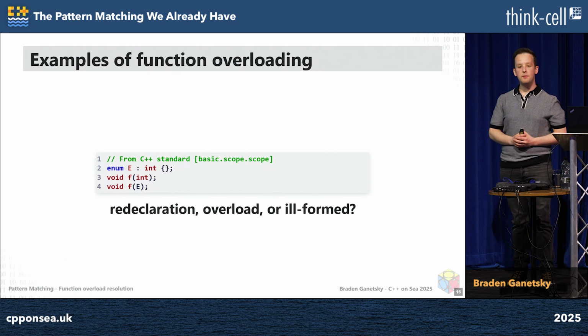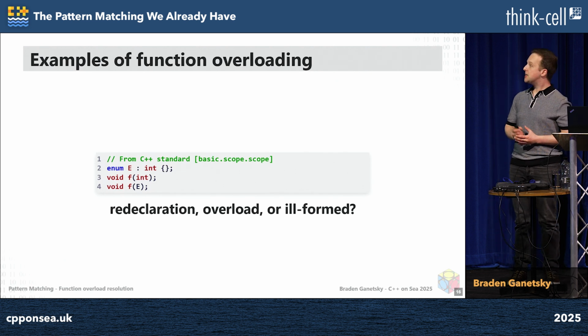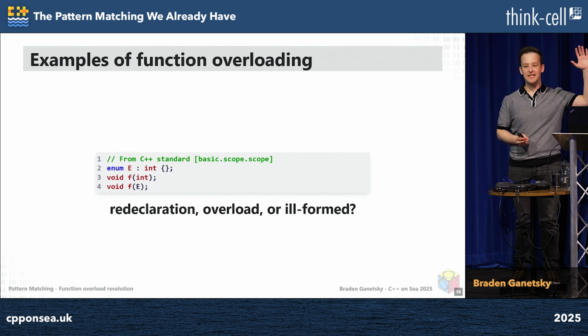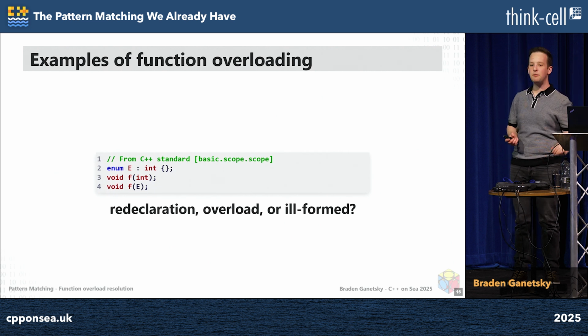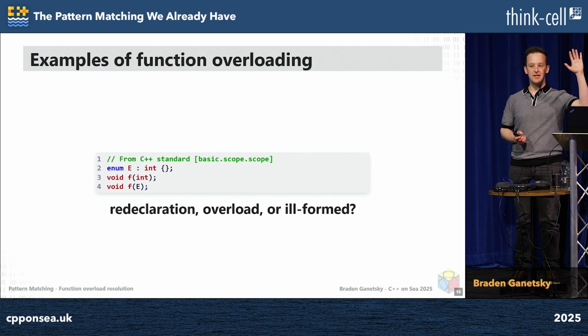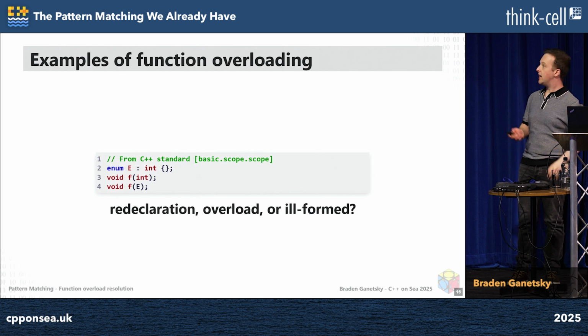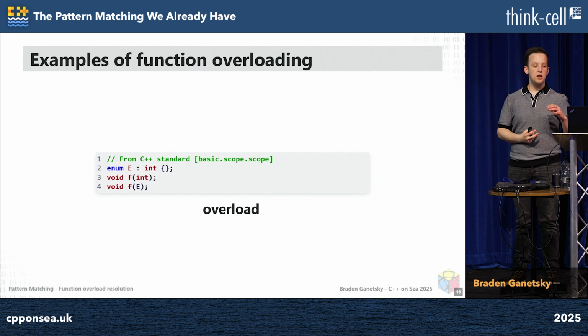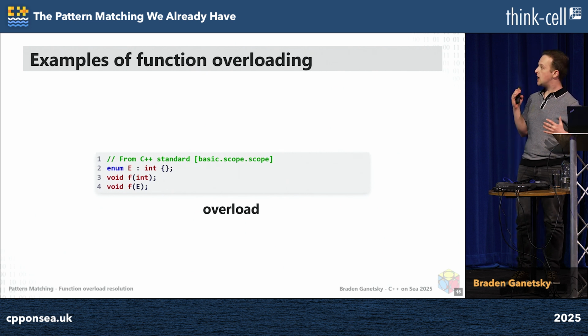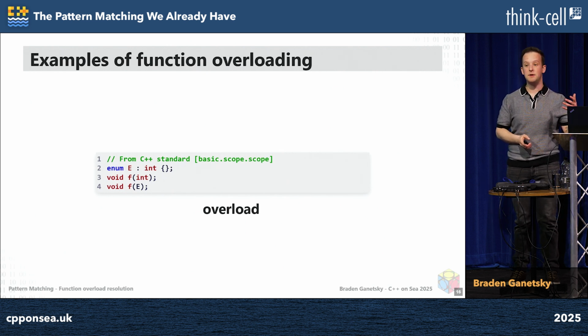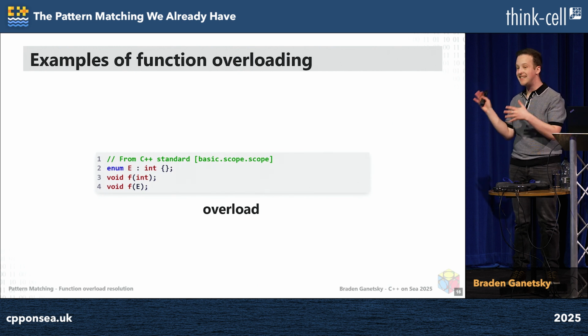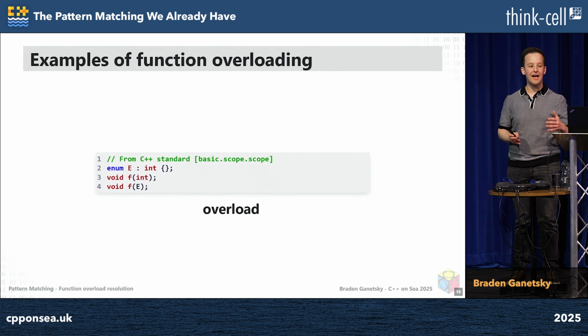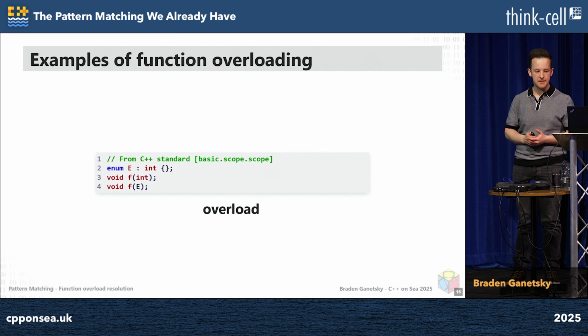What about here? I have an enum that uses int as an underlying type, and so now I have 2 declarations. One is f of int and one is f of E. Hands up for redeclaration. I see nobody. Hands up for 2 separate overloads. It's a lot of people. What about hands up for ill-formed code? Compile error? Okay, so most people got this right. This is overloading. So these are 2 separate overloads. You can create a function that takes a type int, and you can take a function that takes a type E. And even though they have the same bit representation, they are 2 separate functions because these are 2 separate types in the C++ type system.